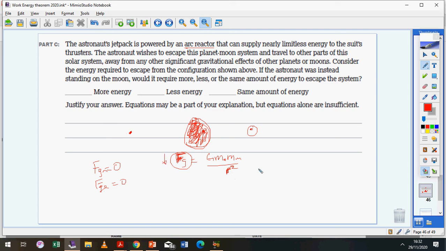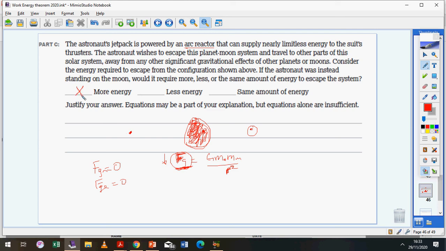For him to increase the distance between himself and the moon, guess what? Does he have to do the same amount of energy? No, because if he does the same amount of energy as the work done by the moon on him, he's not going to escape. He has to exert more energy.